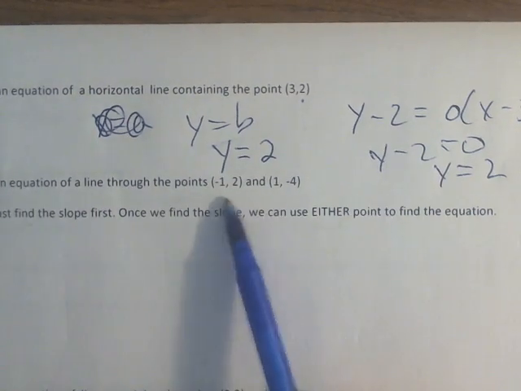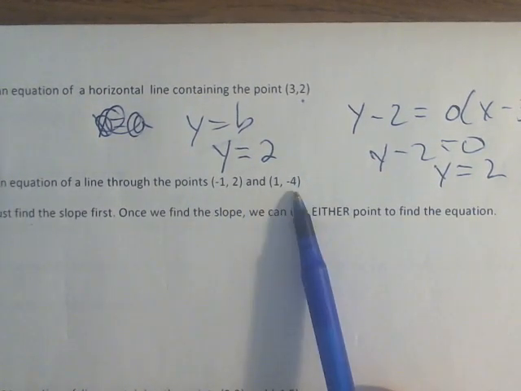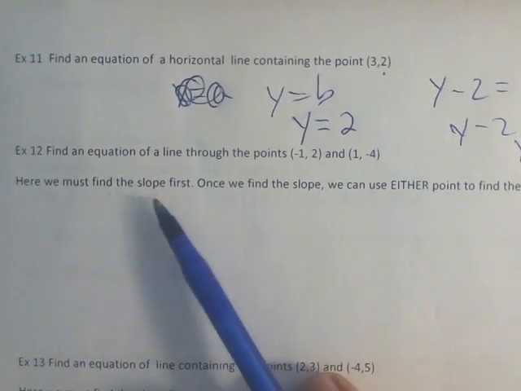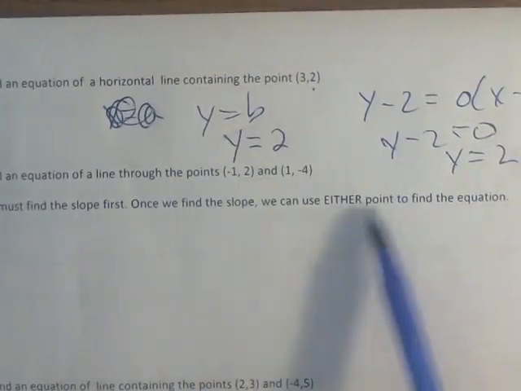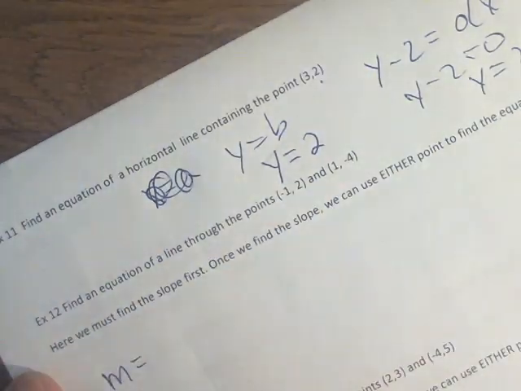Okay, now let's look at given 2 points. So if I'm given 2 points on the line, I've got to find the slope. I can't get the equation without the slope. Once we find the slope, we can use either point to find the equation. So I'm going to find my slope, and be careful here.